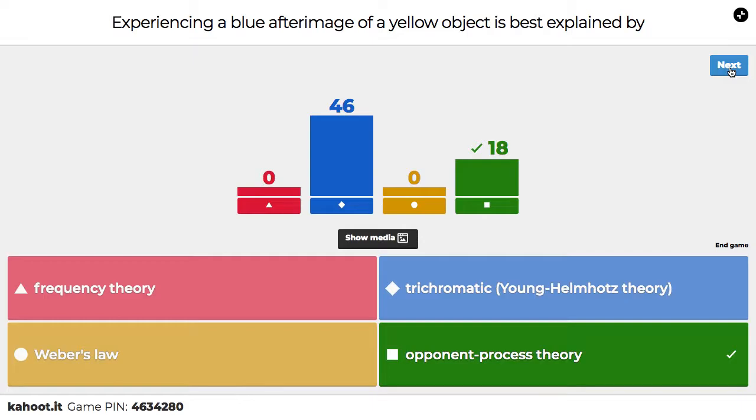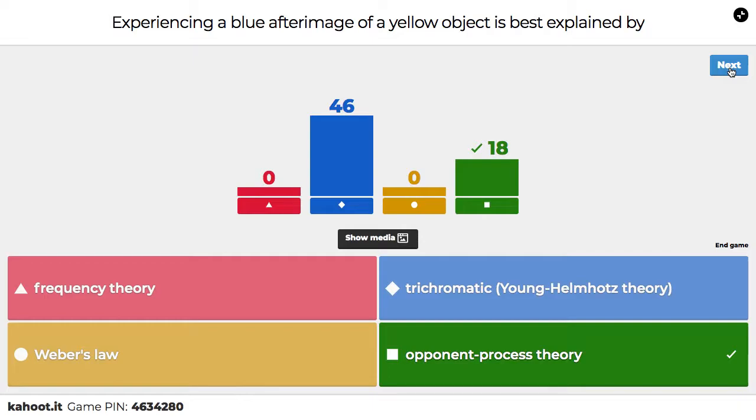Let's go over these because one of these will be on the test. Opponent process theory is the one that explains after images, what I just showed you. If you stare at a blue and then you see a yellow or whatever it is. In our retina we have opposing colors: black and white, red and green, blue and yellow. That's all in your notes. So that best explains after images.